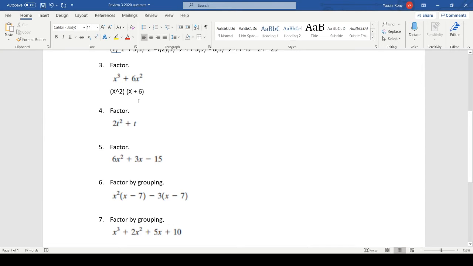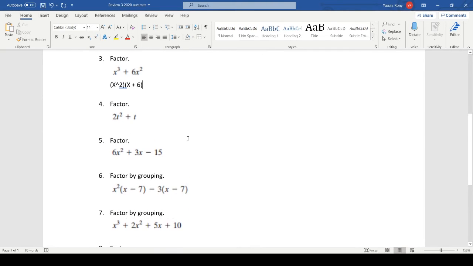So your final answer when it says to factor is just these two factors being multiplied to each other. So x squared and then x plus 6, and they're multiplying. But you can just leave it like this. So we have our two factors, final answer. Okay.